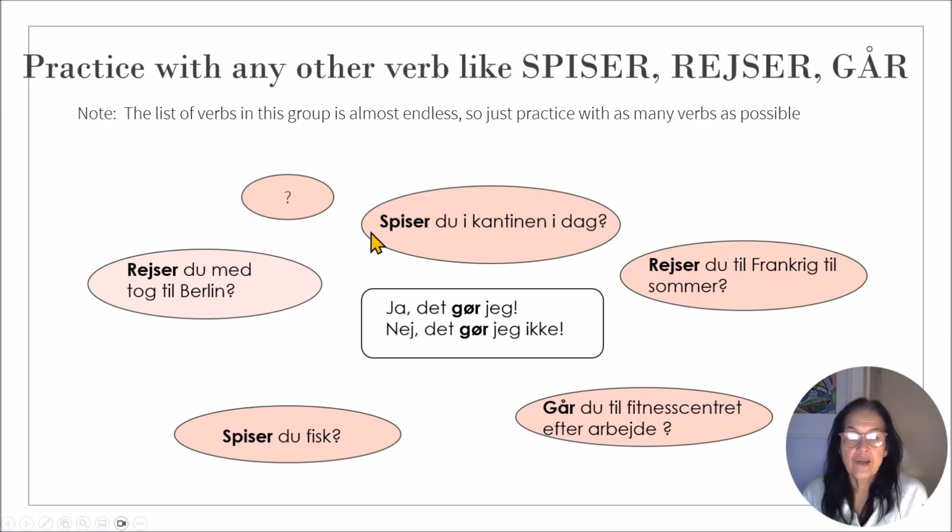Spiser du i kantinen i dag? Ja, det gør jeg. Rejser du til Frankrig til sommer? Ja, det gør jeg. Går du til fitnesscenteret efter arbejde? Ja, det gør jeg. Spiser du fisk? Ja, det gør jeg. Rejser du med tog til Berlin? Ja, det gør jeg.